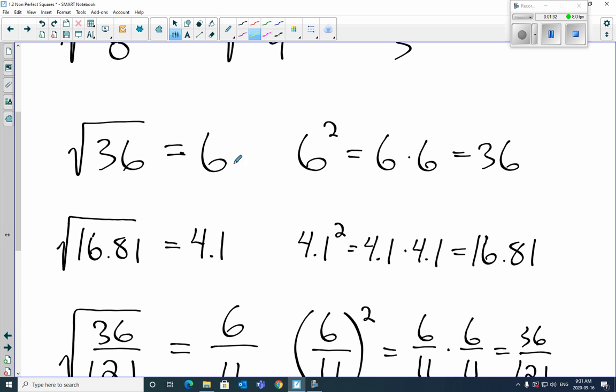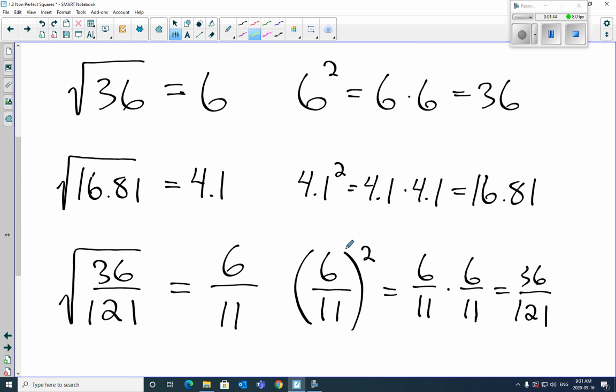Square root of 36 is 6. 6 squared is 6 times 6, which is 36. This is just forward and backwards. I'm just getting the idea across that there are opposites of everything, right? The opposite of addition is subtraction. The opposite of multiplication is division. Well, the opposite of square rooting is squaring.